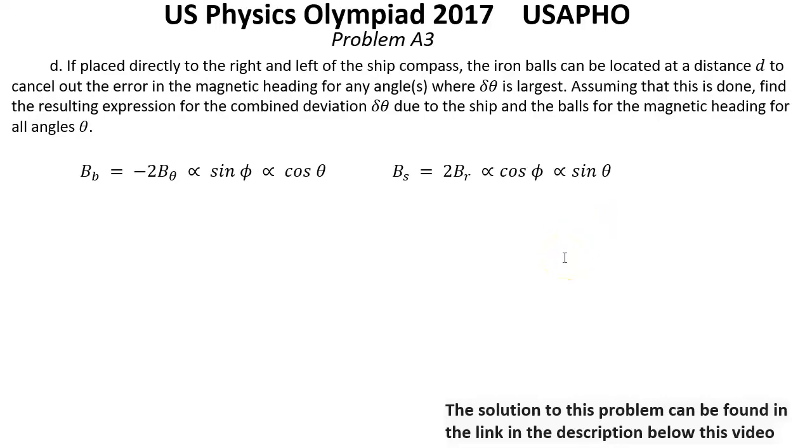Thus, if the field is corrected for the maximum angles, it will necessarily cancel out the induced shear field for all of the angles, so that delta theta equals 0 for all theta. Effectively, this means placing the balls to make KB equal KS. That was the solution for question D, and we have answered all questions for problem A3.